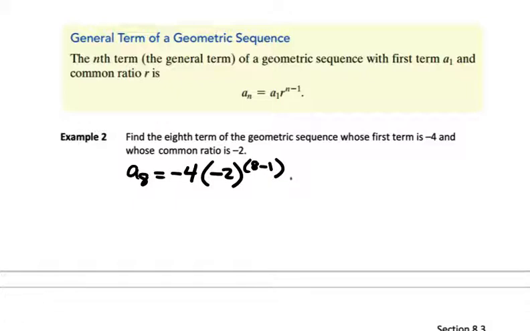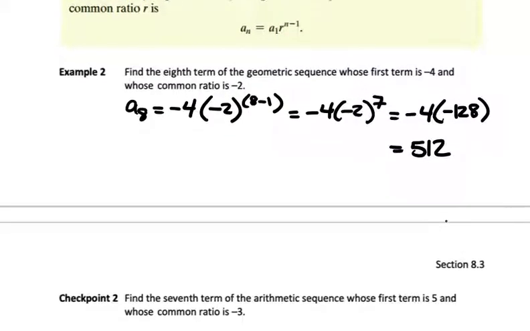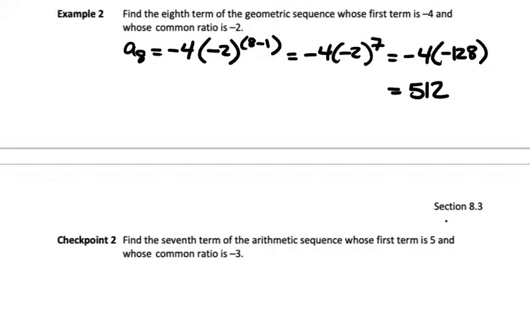If you're doing it by hand, I would do 8 minus 1 first and get 7. Now I need to do -2 to the 7th power, and that would be -128. And then multiply -4 times -128, and that equals 512. So 512 is my 8th term. Next, you should look at checkpoint number 2. Do this in your notes, check your answer, and then move on with the video.